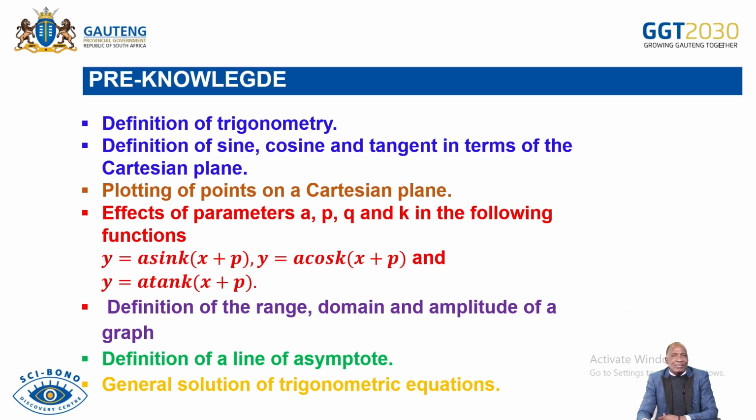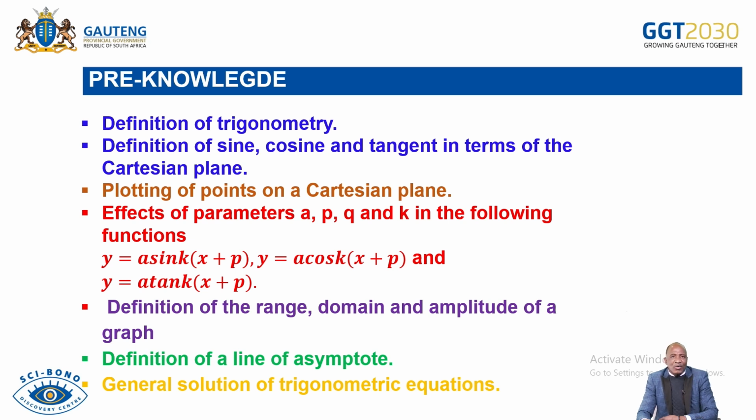By now, I'm expecting you to know some parameters, that is a, p, q, and k, in the following functions, the ones that we have just defined. y equals a sine k times x plus p, y equals a cos k times x plus p, and y equals a times tan k times x plus p.